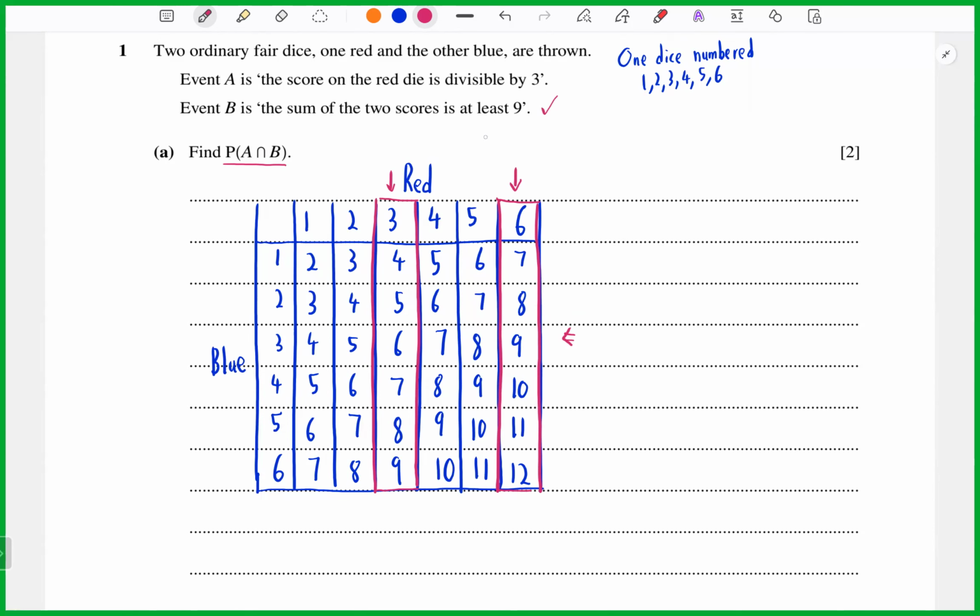But you see event B says at least 9, right? So we are looking at the 9, 10, 9, 11, and 12. And now you see how many samples here. 36, right? So you can take P(A and B) equals 5 over 36 here. Okay, so now we go to the next question.